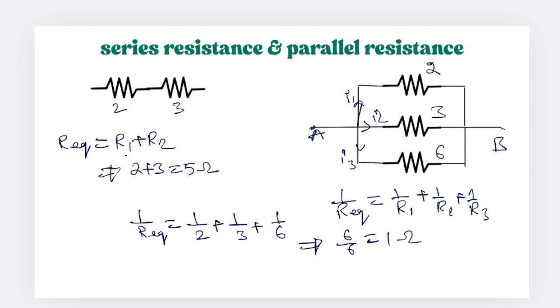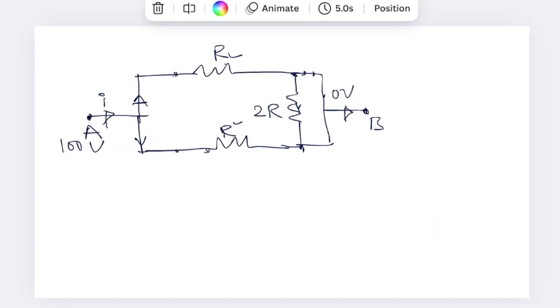So this is the problem regarding series resistance and parallel resistance, where we have to find the equivalent resistance. Next we discuss another problem. You have to find the R equivalent in this circuit. First of all, is it in series or parallel? So how do we find out?